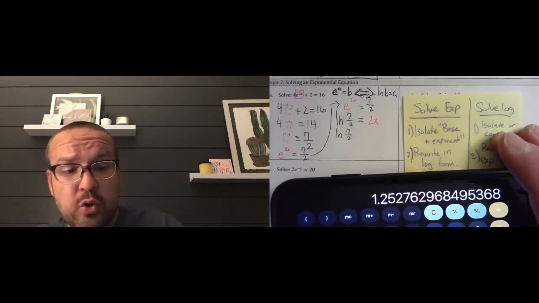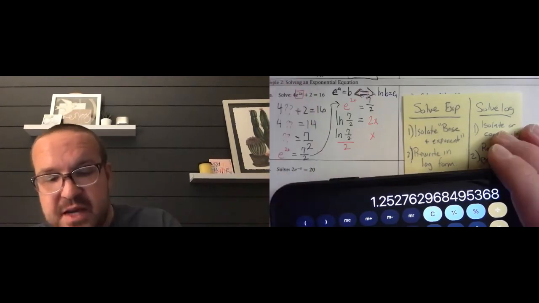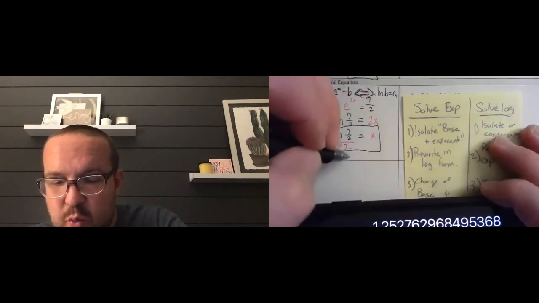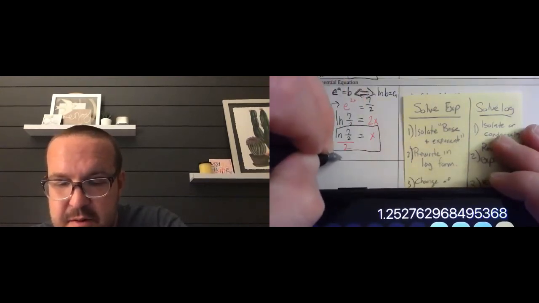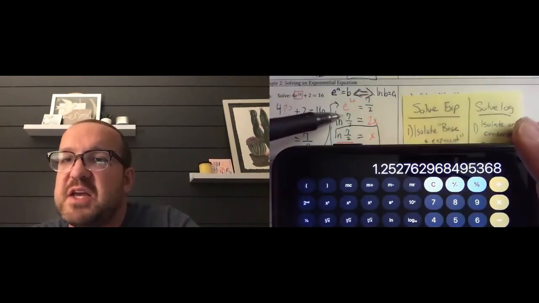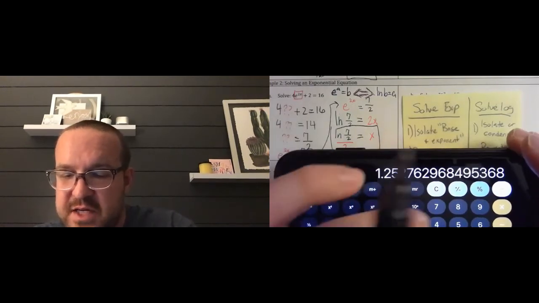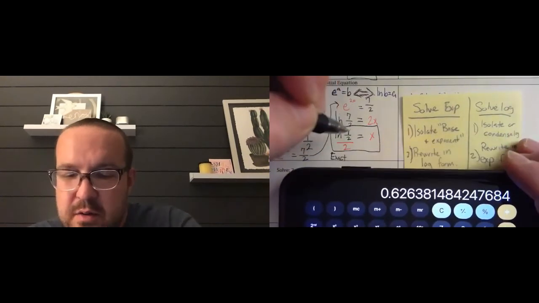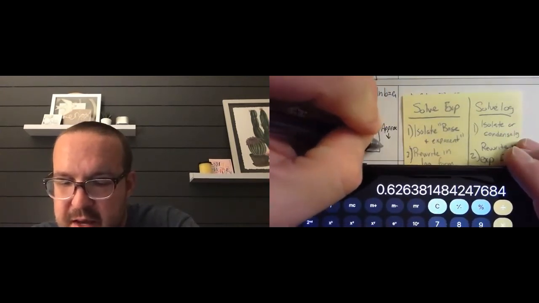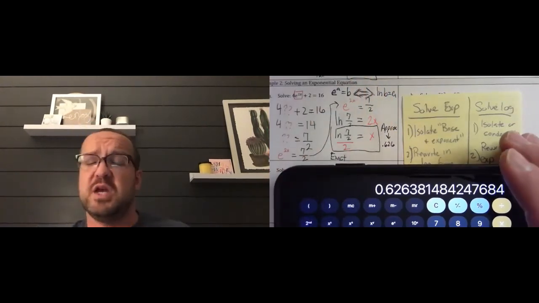And again, in order to get x by itself, I'm just going to need to divide this whole thing by 2. We talked about in the past that this right here would be my exact answer. But sometimes it also asks for an approximation. So here's what I have in green. Then I just need to divide it by 2. So my approximate answer here is 0.626.